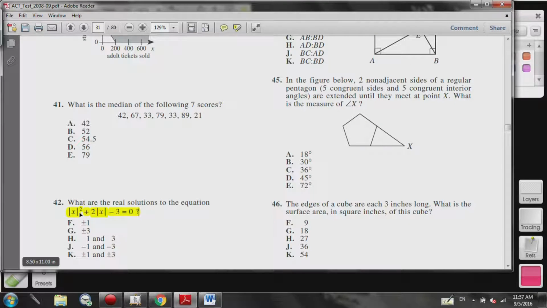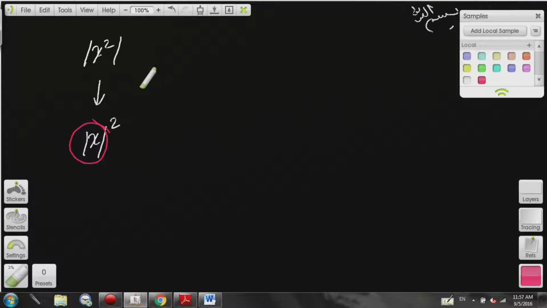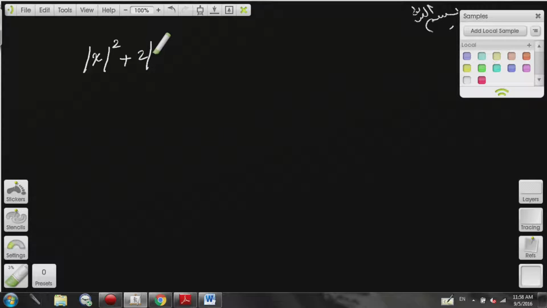In fact, I made a critical mistake when I was copying this down, and hopefully that could be instructive for you. So the question is absolute value of x squared plus 2 times absolute value of x minus 3 equals 0. What are the solutions for this? Now, this is different than this, which was the mistake I made. That would be a very different question. So we are asked to see what the solutions are. It looks like there will be some combination of 1, -1, and 3, -3.